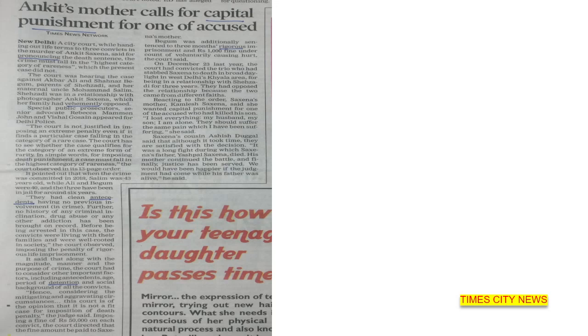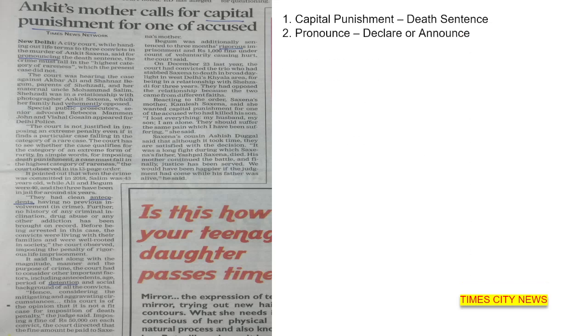Then there is one word, detention. You can see the word is there, detention. Then we have the word rigorous. Now pronounce, everyone knows, is announce. So I've just marked the word. Capital punishment is death sentence, and then pronounce is declare or announce. The judge pronounced something.